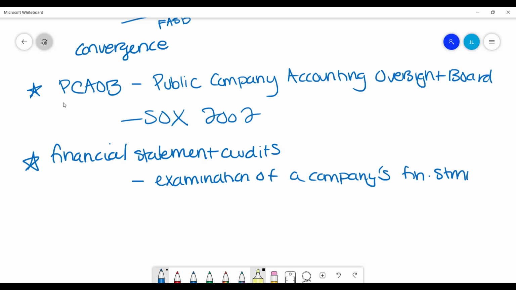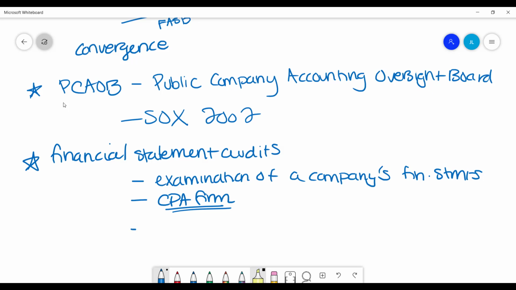Okay. And the audit looks at how fair these statements are. Are they a fair representation of the company's financial position and how the company is doing? Every public company needs to be audited at least once a year by law. And this has to be done by an independent CPA firm. No one can just come in and do the audit. It has to be done by an outside CPA firm.